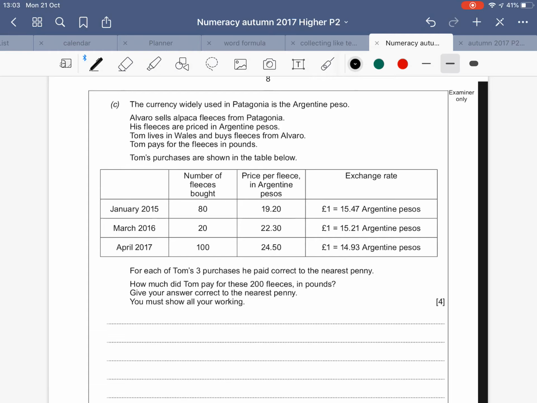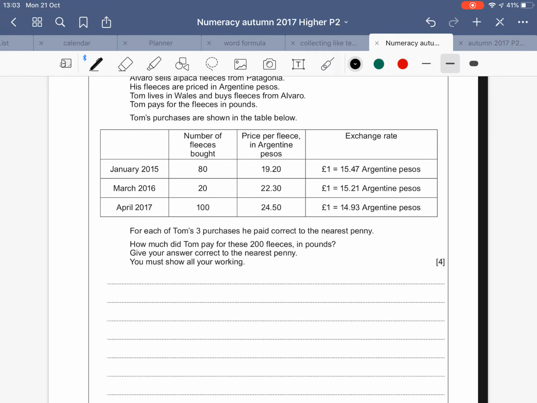Currency widely used in Patagonia is Argentine pesos. So she sells the fleece in Patagonia. His fleeces are paid in Argentine money. Tom lives in Wales and he buys fleece from there. For each of Tom's 3 purchases, he pays the correct to the nearest penny. How much did Tom pay for the 200 fleeces? So he bought 8 for 19.20, and we want £1 is 15.47.